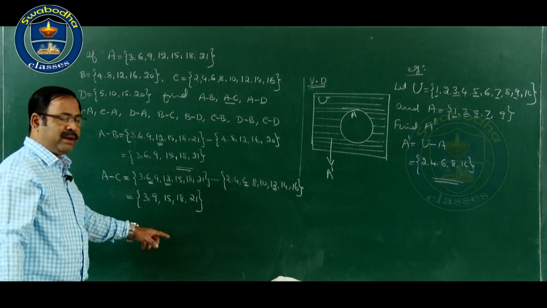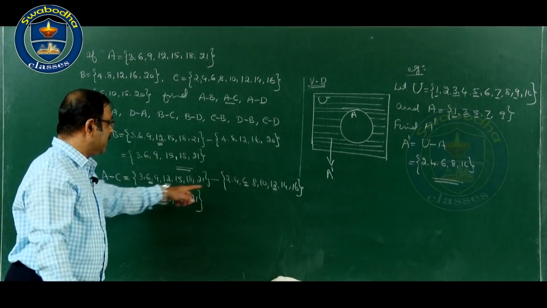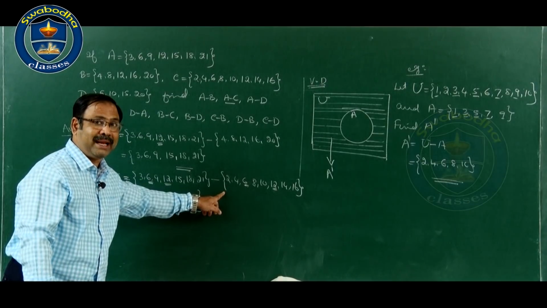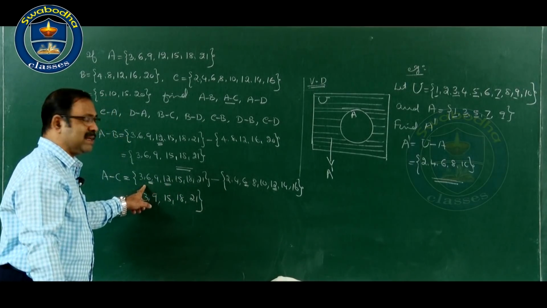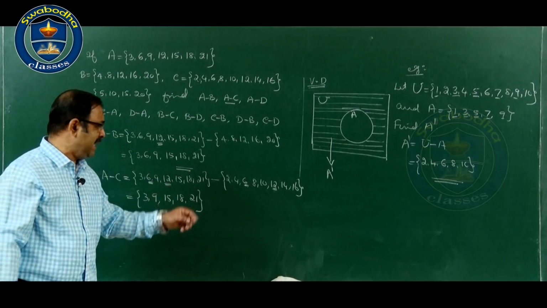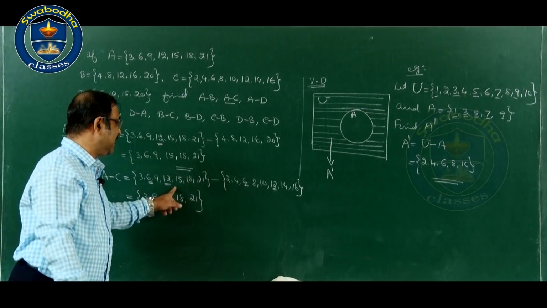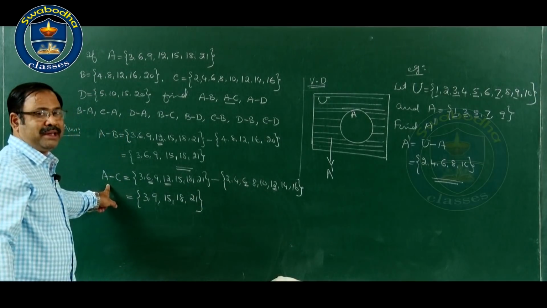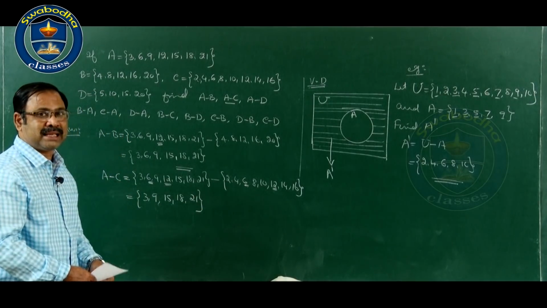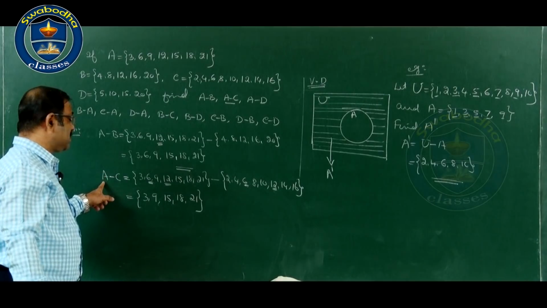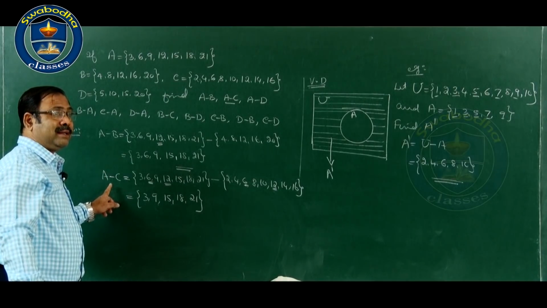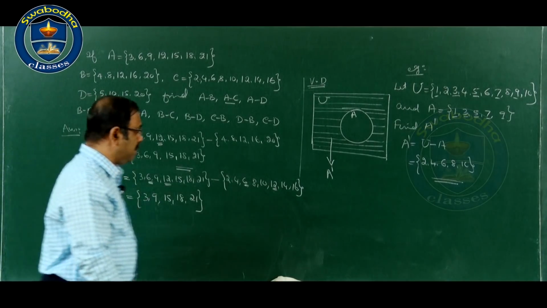A minus C means the common elements present in A and C you have to subtract from A. So you have to subtract the common elements present in A and C from A. So that is A minus C. That is, element numbers which are in A but are not present in C.